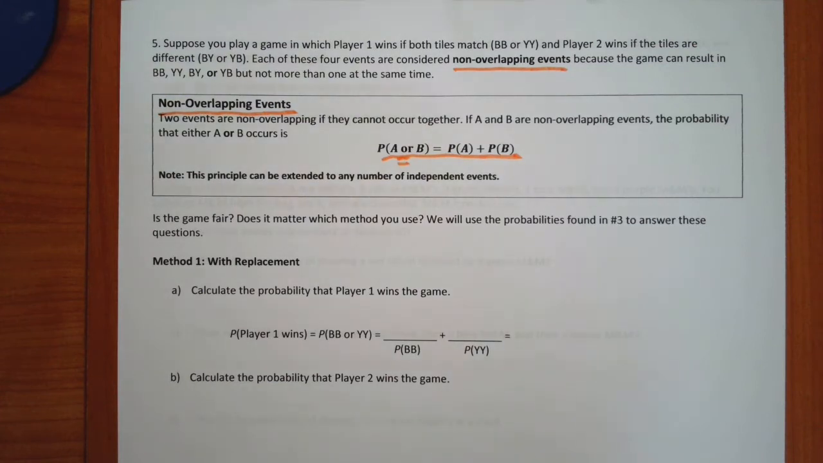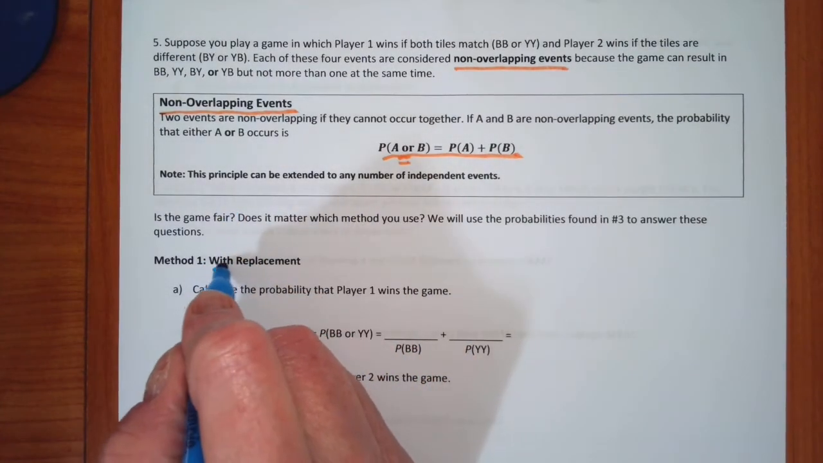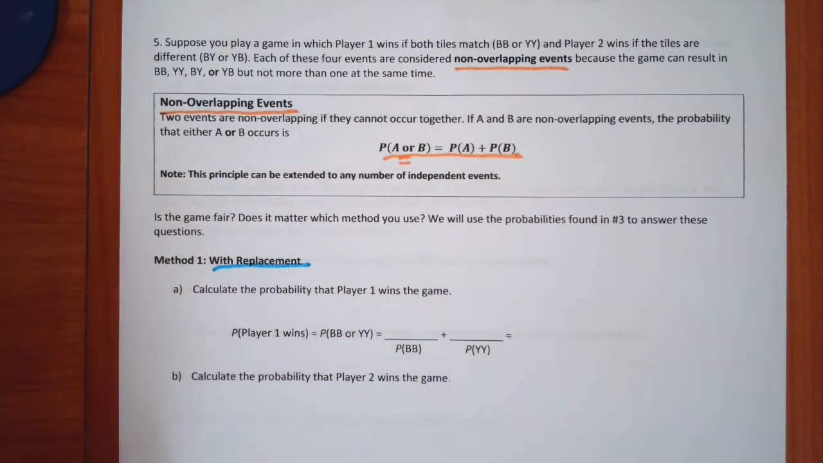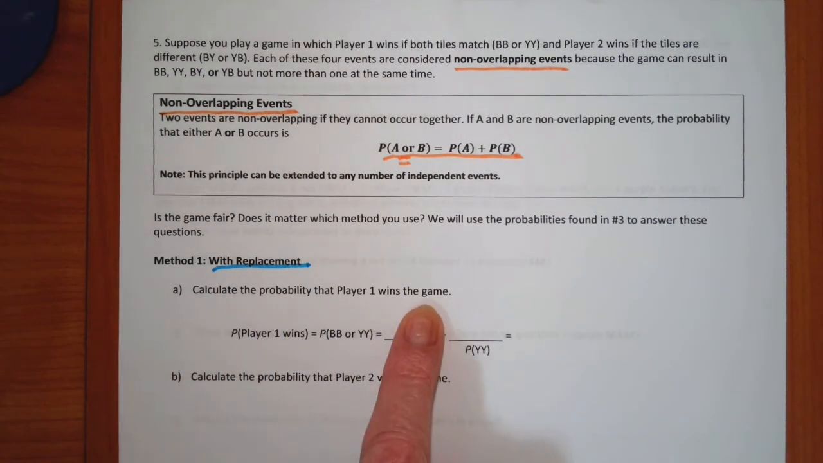Okay, so let's do method 1. And we want to determine if the game is fair. Okay, so does it matter which method you use? We're going to use all the probabilities found in number 3 to answer these questions. So we're going to start with replacement, with them being independent events.